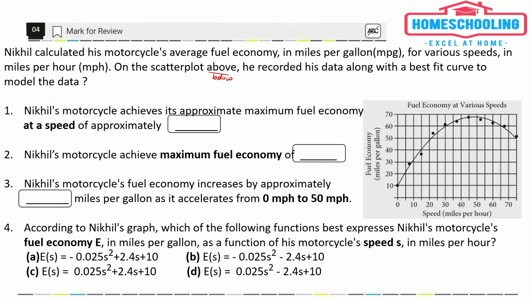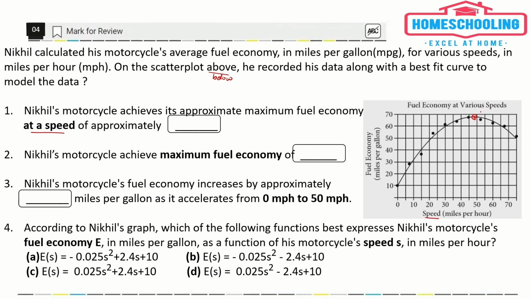First, Nikhil's motorcycle achieved its approximate maximum fuel economy at a speed of what? Our maximum fuel economy will be at the vertex. As we can see, this is a parabolic curve, and it is opening in the downward direction, so the vertex would be at the top. It would be somewhere here. So what is going to be our vertex? The vertex would be around 47, 48.